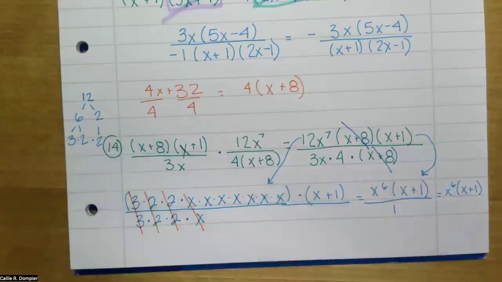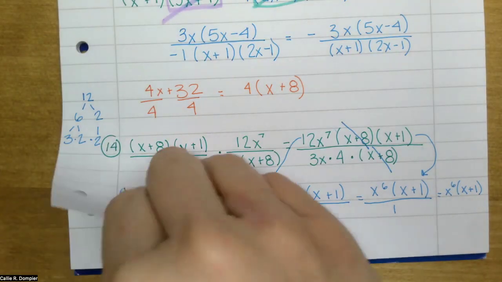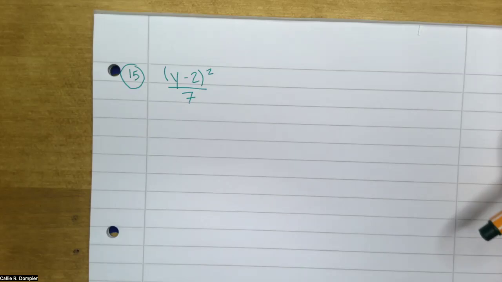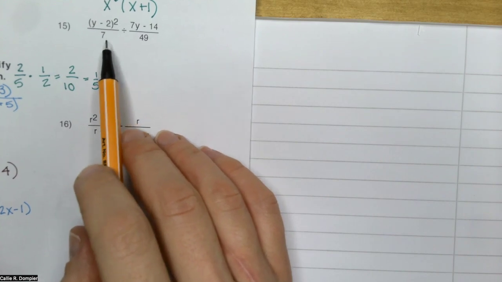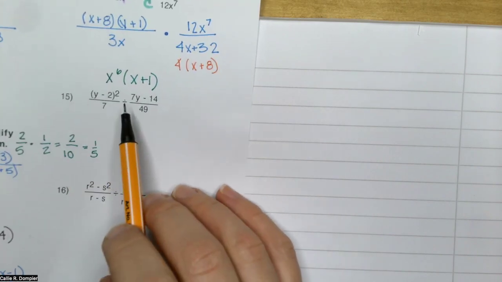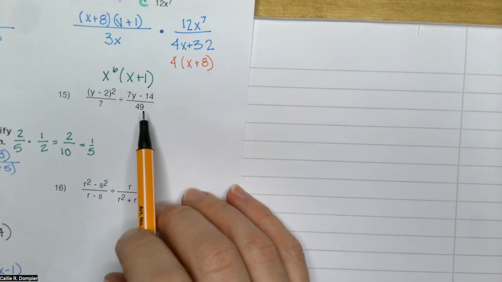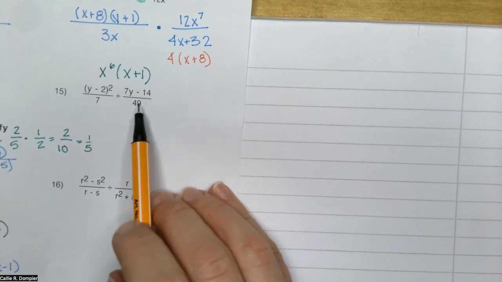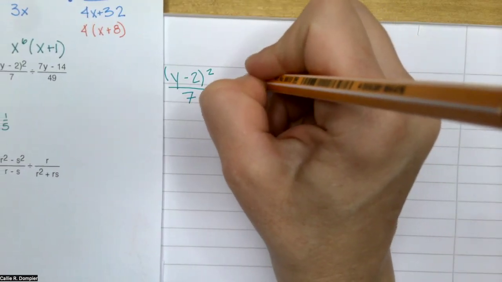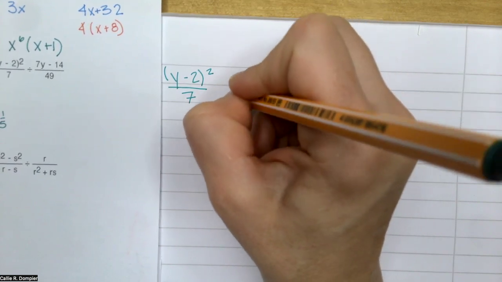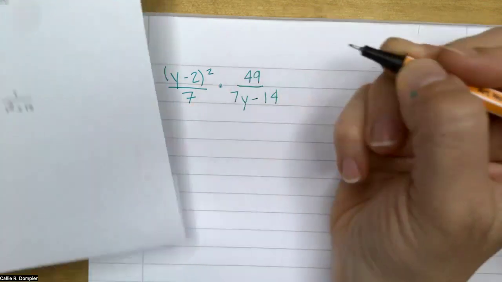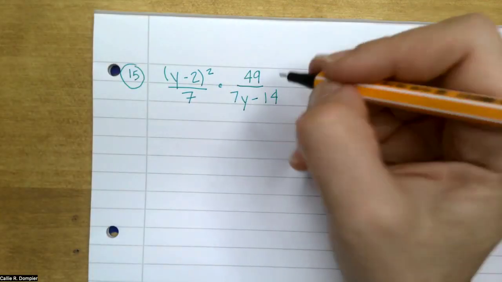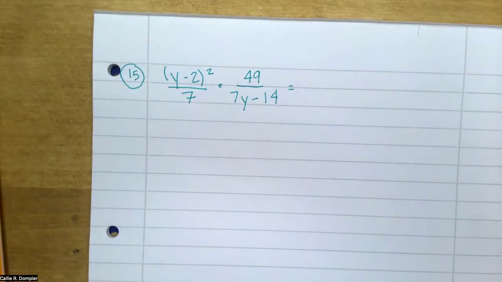Good. All right, number 15, we're going to do the same. Number 15 looks like this: y minus 2 quantity squared divided by 7, divided by 7y minus 14 over 49. Keep, flip, so that's now 49 over 7y minus 14. Change from division to multiplication. Good. All right, let's see if we can simplify this any further.